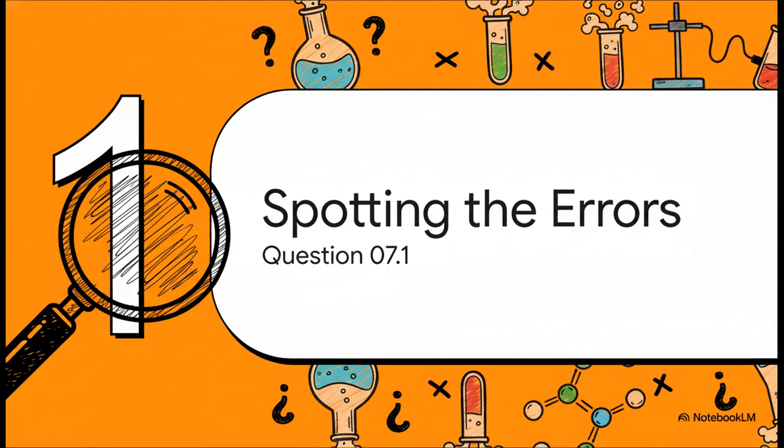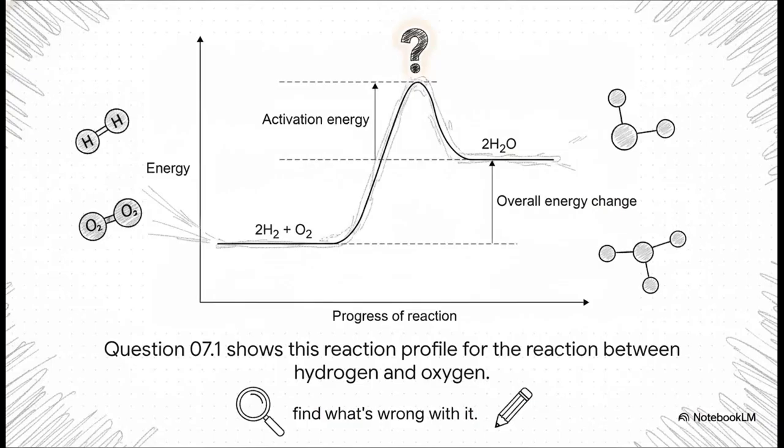This bit is all about having a sharp eye for detail and spotting a couple of very common and very costly mistakes. So, the paper gives you this diagram. It's supposed to be a reaction profile for hydrogen and oxygen reacting, drawn by a student. Now, at first glance, you might think, okay, that looks about right. But is it?